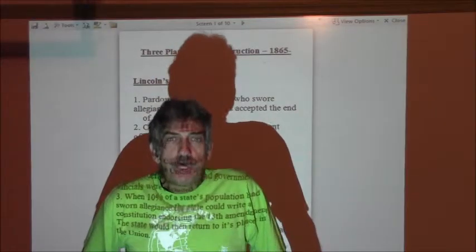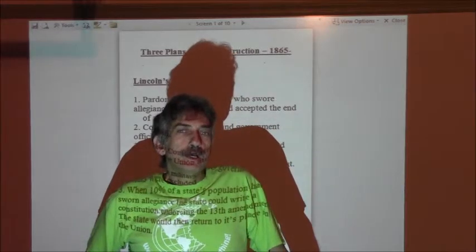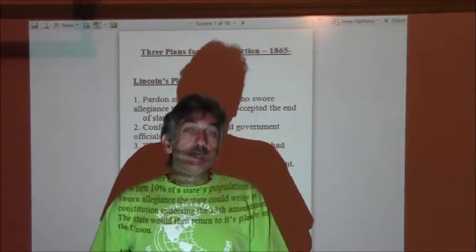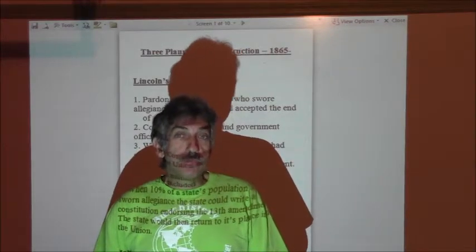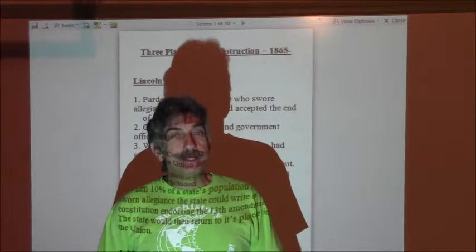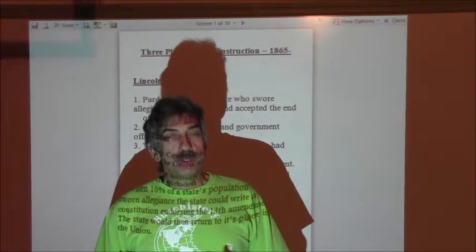There are three plans, if you like, to rebuild the nation following the Civil War. The chosen plan was Abraham Lincoln's plan. He was the commander-in-chief. He had been re-elected in 1864 in the middle of the war, granted. The only people that voted for him were Northerners, but he had still been re-elected. And he had a plan to bring the nation back together.